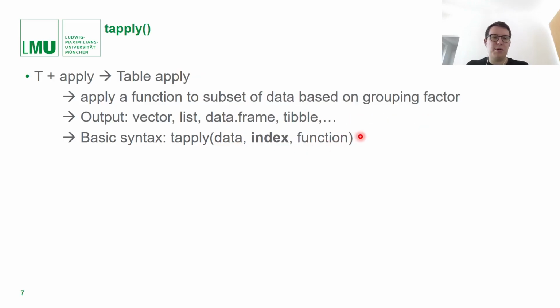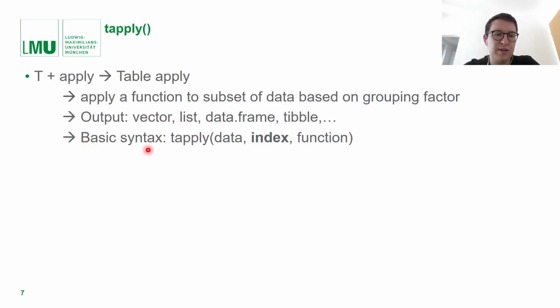And then the last apply function I want to showcase is tapply. The T stands for table. Table apply can be a little bit misleading. It's used to apply a function to a subset of data based on a grouping factor, right? Experienced R users already think about other functions, how we could solve this. Our output again would be a vector, list, data frame, tibble, so it can be basically everything. It really depends on the input.